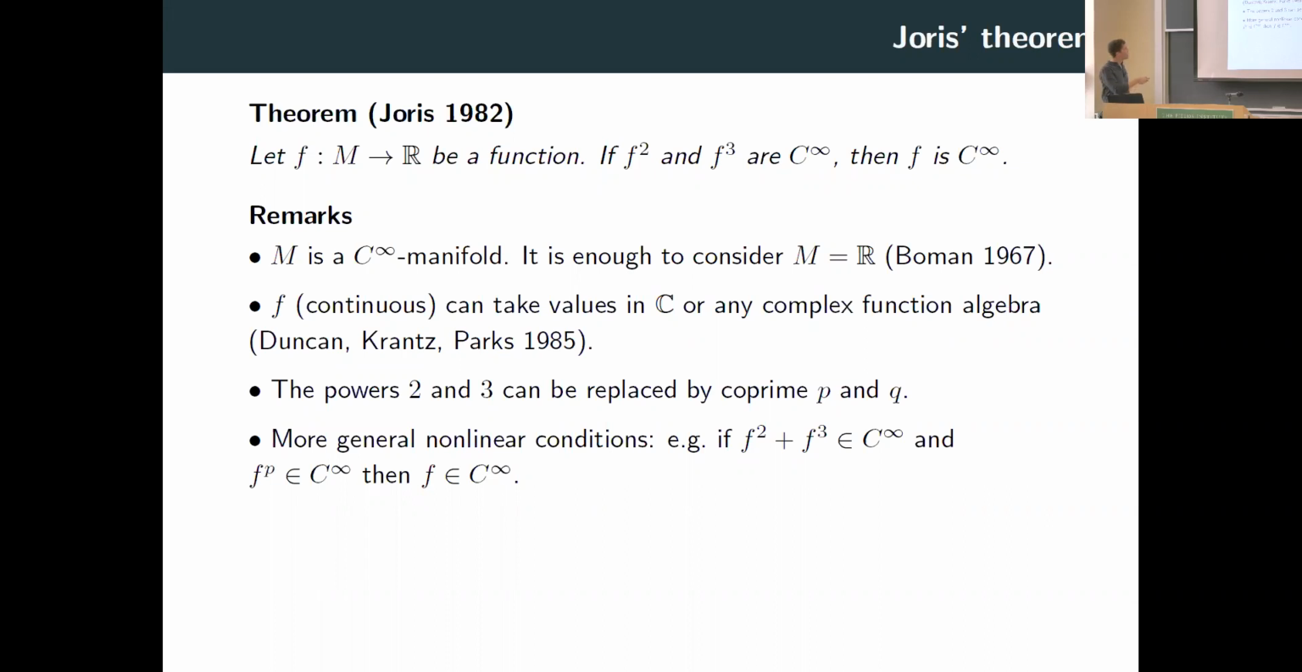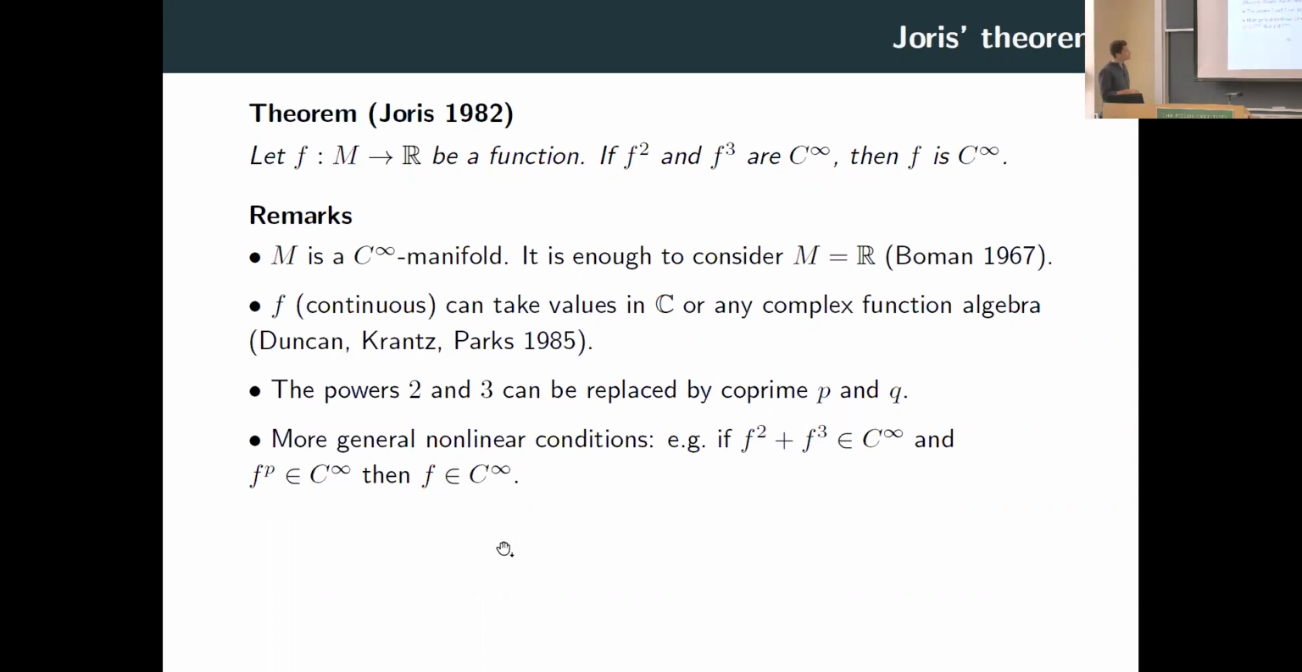Another thing is that the powers you see here, square and cube, are not really important. The important thing is that the powers are co-prime. I could put here F to the power p and F to the power q, where p and q are two co-prime positive integers. And as proved in the paper by Duncan, Krantz, and Parks, there are more general nonlinear conditions. For instance, if you know that F squared plus F cubed is C infinity, and any power of F is C infinity, then you can conclude that F has to be C infinity.